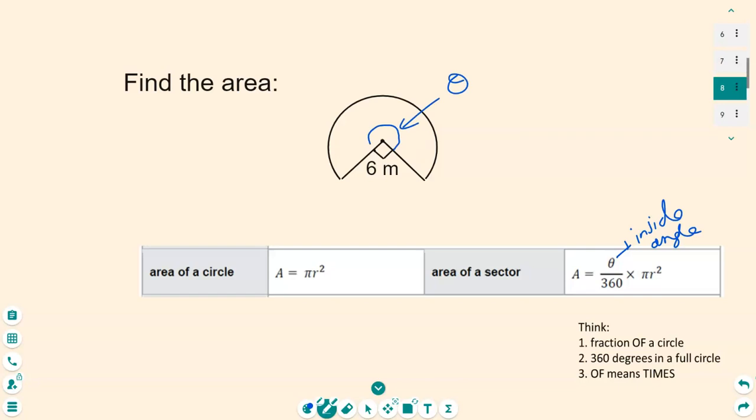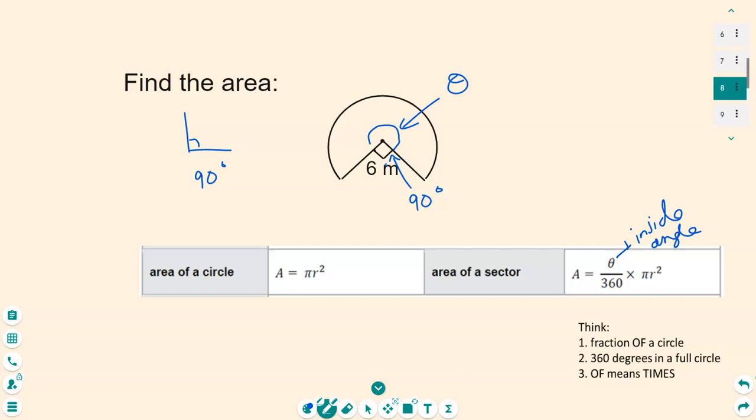Looking at this one, it seems a little bit tricky, but it's all right. What does that symbol mean? We can find theta. It's not actually given. This symbol is a right angle, which is 90 degrees. So I can put a little arrow there, 90 degrees.